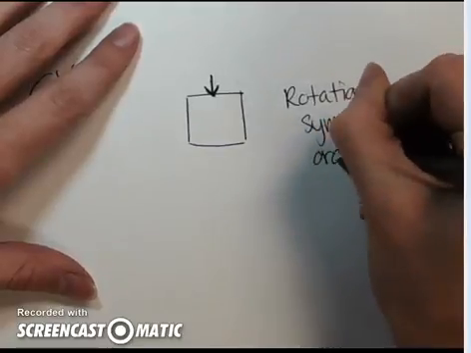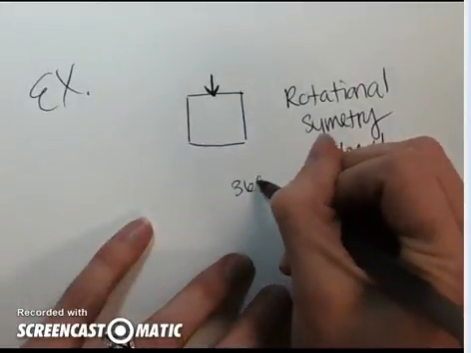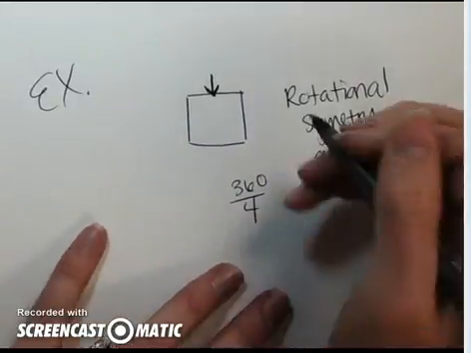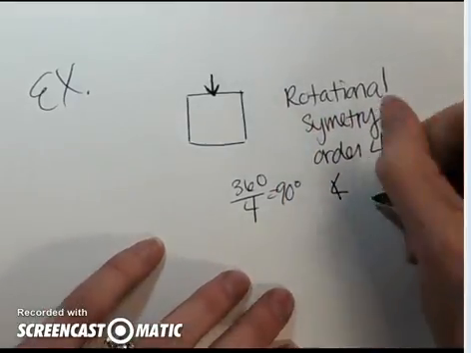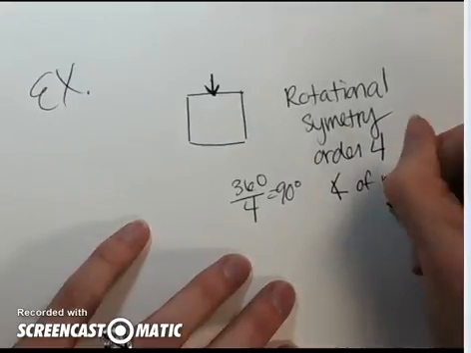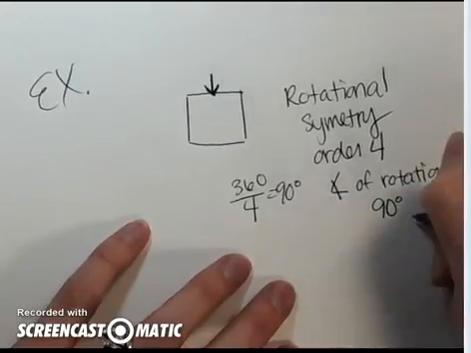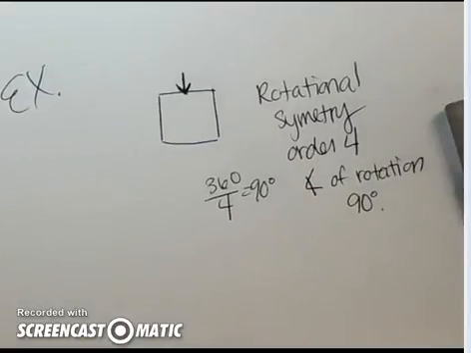So it has rotational symmetry of an order of 4, and if I take 360 degrees divided by 4, that's going to give me 90 degrees. So its angle of rotation is 90 degrees. Okay. You'll be doing more examples in class to solidify this information.